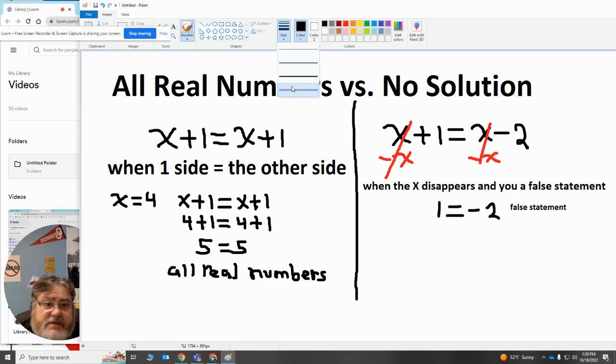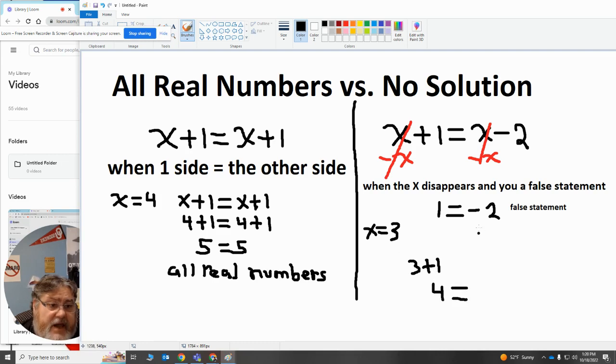So let's say that x equals 3. I'll substitute 3 for x. 3 plus 1 equals 4. Okay. And 3 minus 2, well, that equals 1. 4 equals 1. No, it does not. And the x also disappeared because I subtracted x from both sides. The x is gone. Okay.